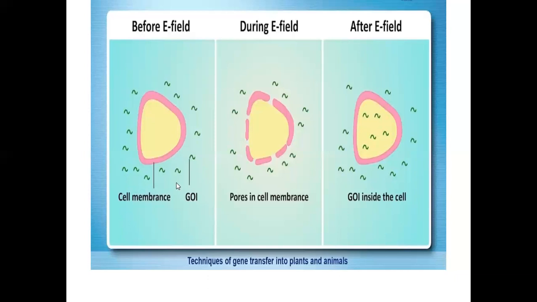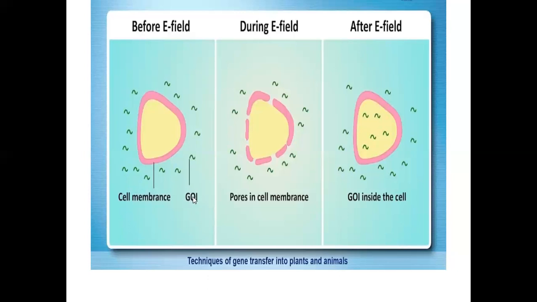During the power supply, small pore-like structures appear on the plasma membrane. Before the power supply, the cell membrane is in normal condition. They cannot receive the GOI, gene of interest.